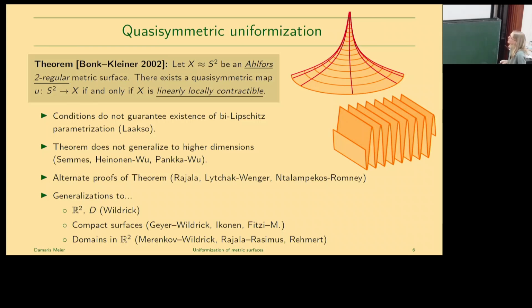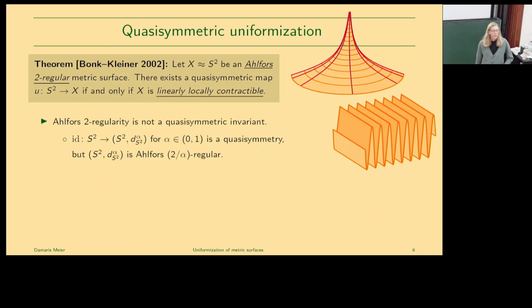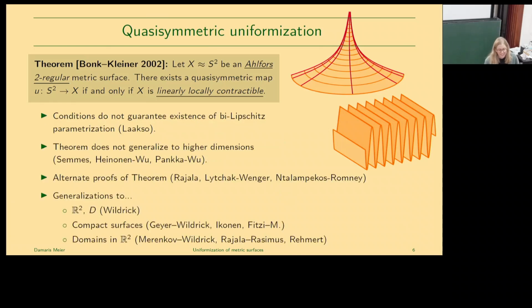Now, one thing to mention is that Ahlfors 2-regularity, yes? The spheres which have cusps, so they are not Ahlfors 2-regular, right? They're not. So is the conformal dimension still 2? I don't know. I don't know.